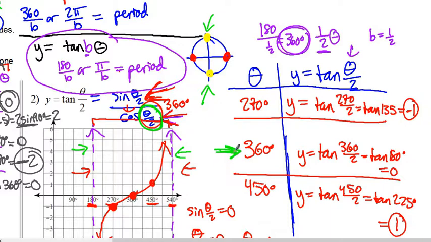Sine was 0 at 360 when you plug it in right here, and then we can just connect the dots. So that's how we draw the graph of sine and tangent when they are transformed. Cosine would be the same procedure as sine.